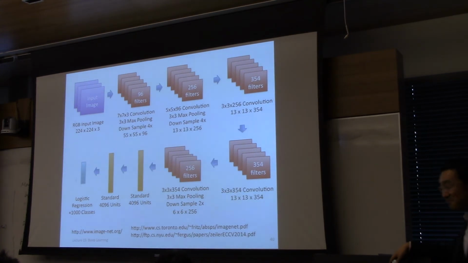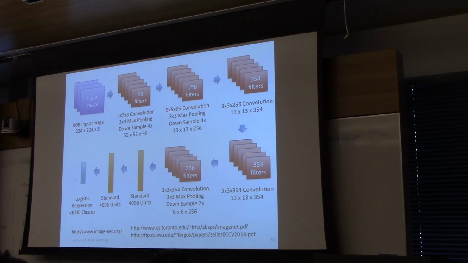This is what it looks like. The images were normalized to 224 by 224, RGB. The first layer has 96 filters, with a 7 by 7 convolution and 3 by 3 max pooling, downsampling by 4. So the output of this layer is 55 by 55 by 96. Then the next layer is a 5 by 5 by 96 convolution.